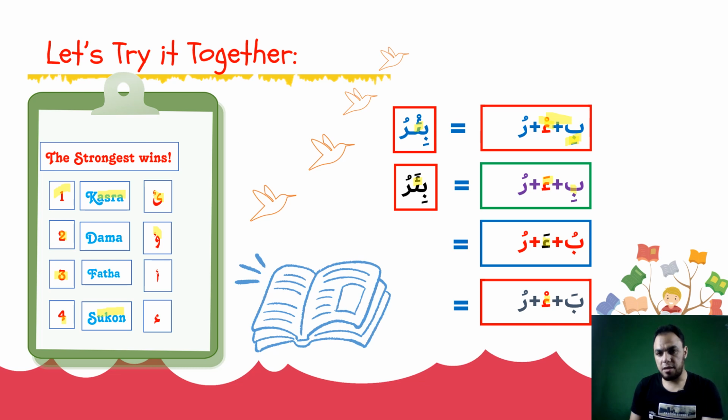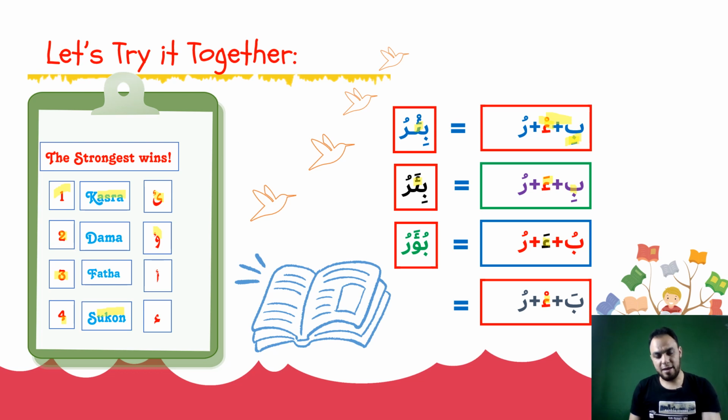So the third example here, we have the letter ba with dhamma, and the letter a with fatha. So we have Hamza, it has fatha, and ba has dhamma. So which is stronger, dhamma or fatha? Dhamma is stronger, because dhamma comes in the second place and fatha comes in the third place. So it will be like, can you guess? Like this, exactly.